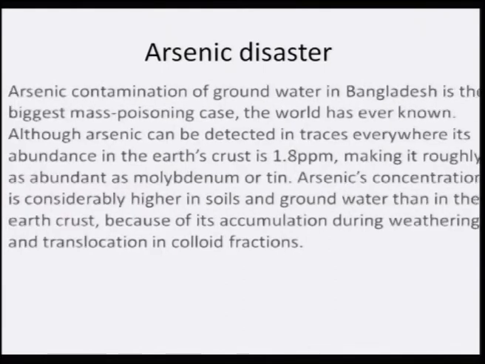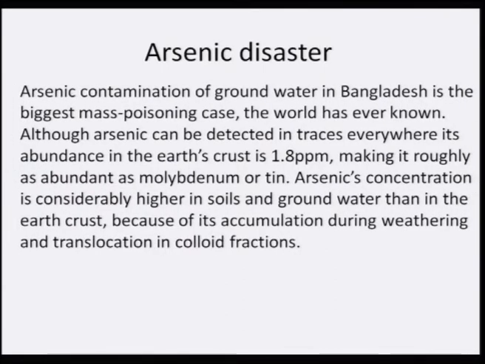Arsenic disaster. Arsenic contamination of groundwater in Bangladesh is the biggest mass poisoning case the world has ever known. Although arsenic can be detected in trace quantities everywhere, its abundance in the earth crust is about 1.8 ppm, parts per million, making it roughly as abundant as molybdenum or tin. Arsenic's concentration is considerably higher in soils and groundwater than in the earth crust because of its accumulation during weathering and translocation in colloid fractions.